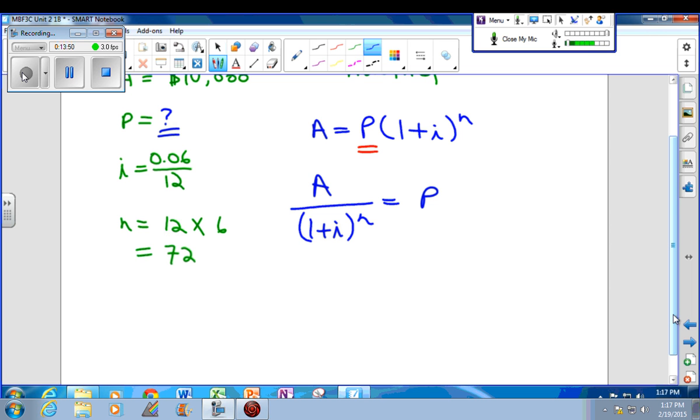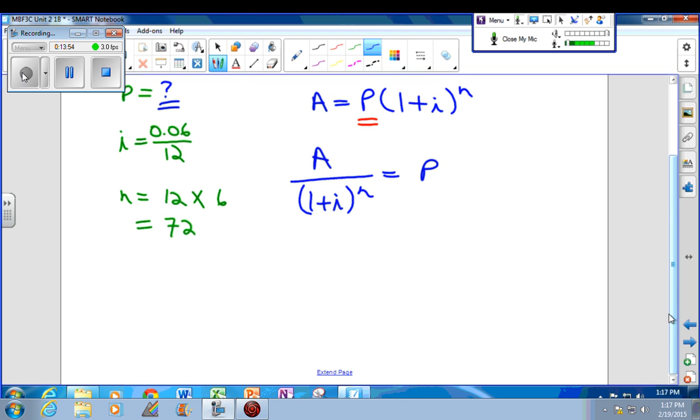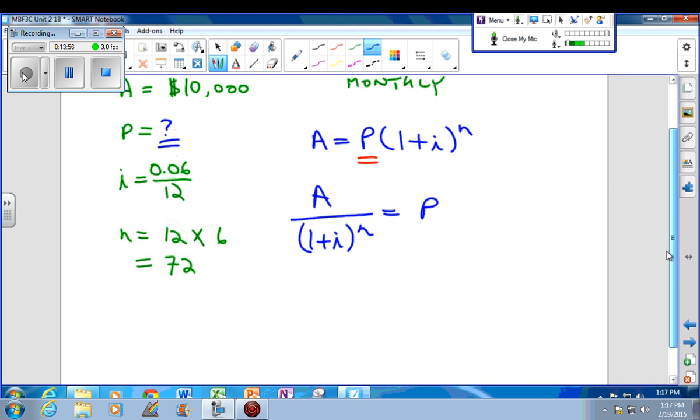So let's just now implement our plan. We're going to plug everything in. Okay, I need the A. And let's just plug everything in. Look at this. 10,000 on the A, dollars, and then 1 plus I. Now our I is 0.06 over 12, right, to the power n, which is 72.